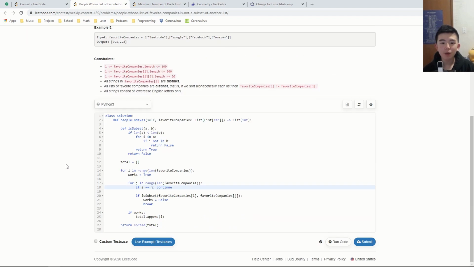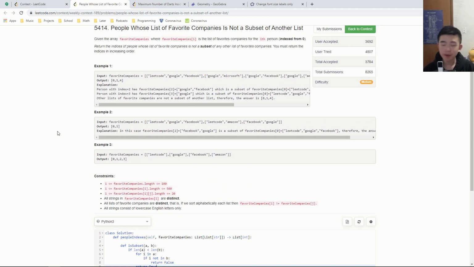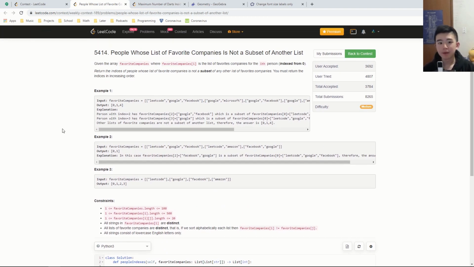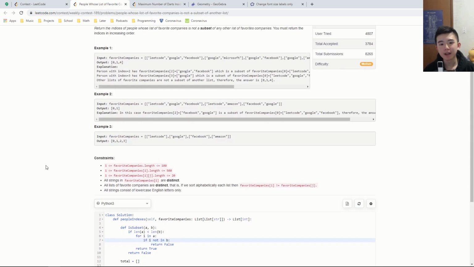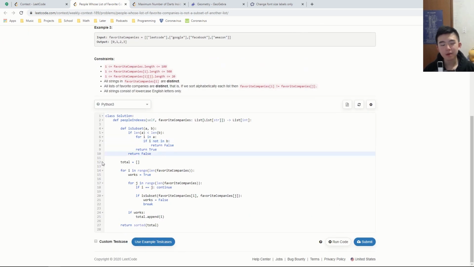Brute force worked on this one for me. We just loop through every single person. For every single person, look at every other person and see if the first person's list of favorite companies is a subset of anyone else's. And then we can return that it is a subset of another list, and otherwise we can return false.